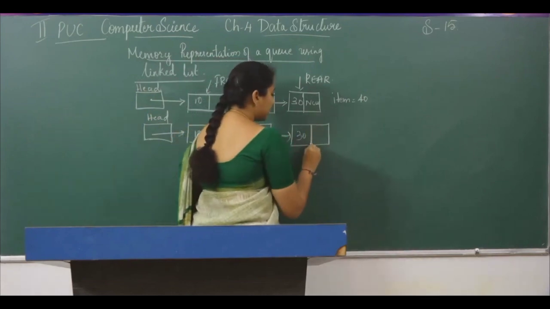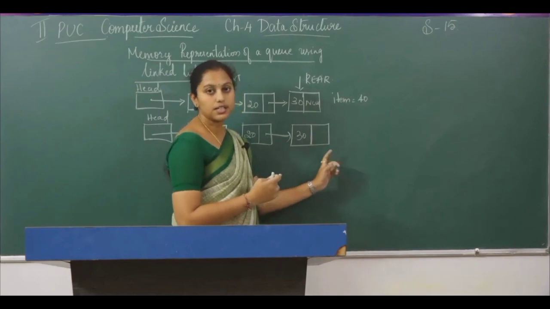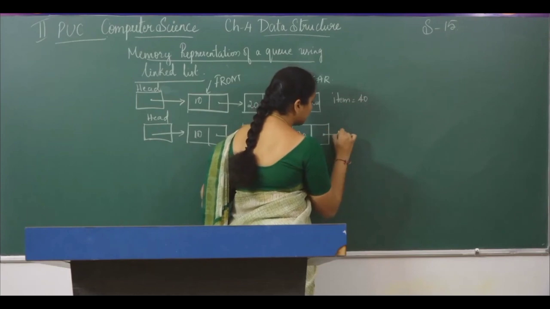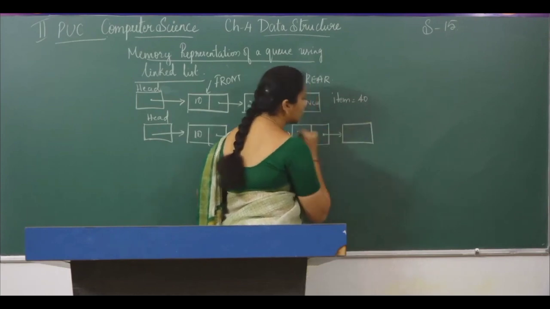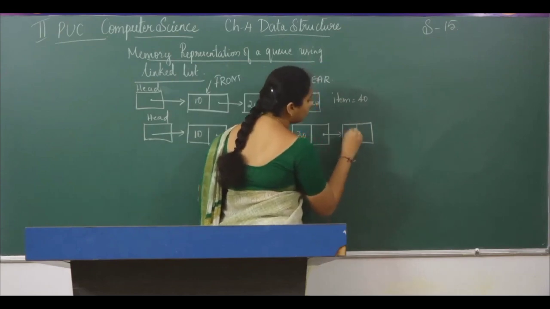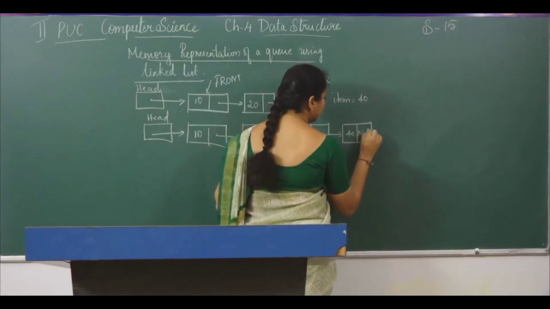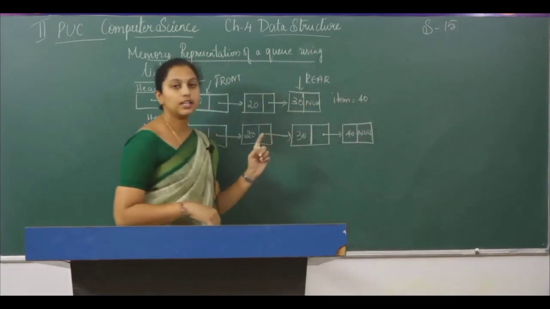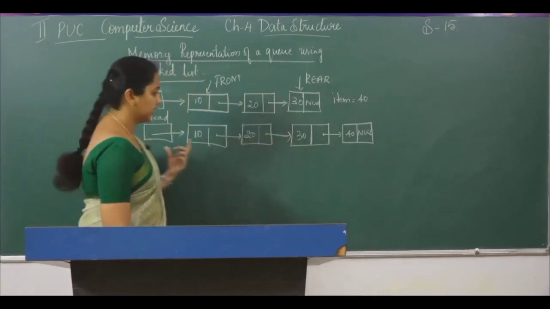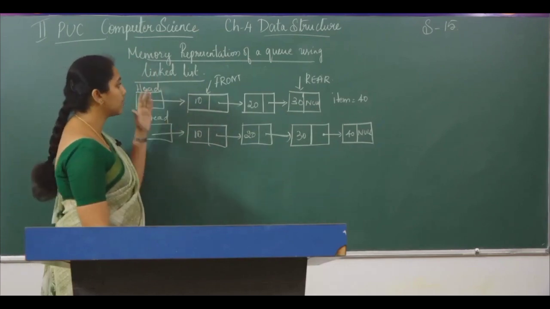This node contains two parts: the first part is a data part and the second part is a link part. So in the link part I have to give a link to the next node by creating a new node. In the data part I have to insert an item, and in the link part I have to write null. Null represents the end of the link. So this is how we are going to represent a queue using a linked list.